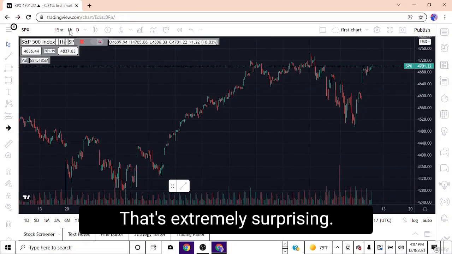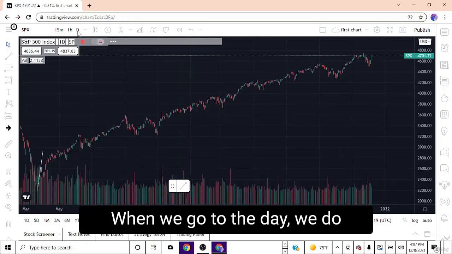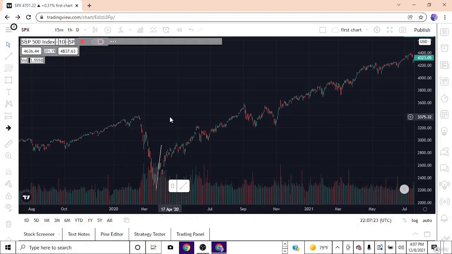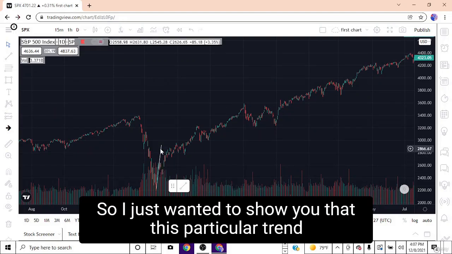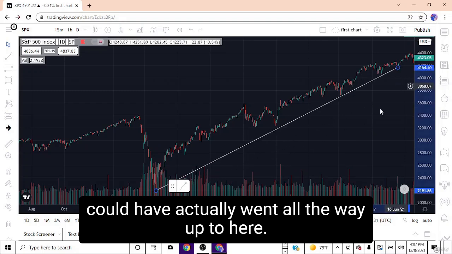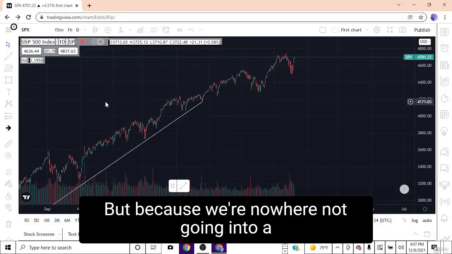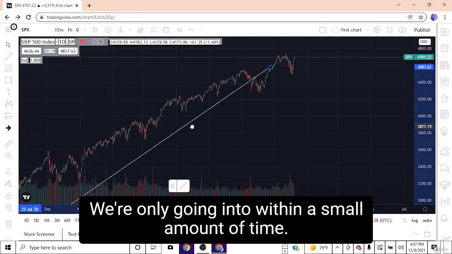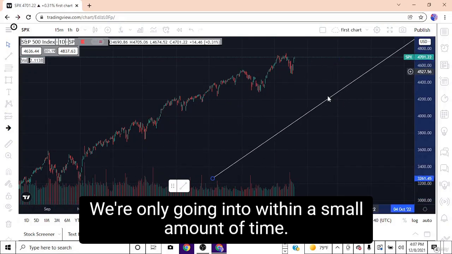That's extremely surprising. When we go to the day, we do see the candle, and it's actually right here. Okay. So I just wanted to show you that this particular trend could have actually gone all the way up to here, but because we're not going into a 2 year, that's not necessary for us. We're only going into a small amount of time.